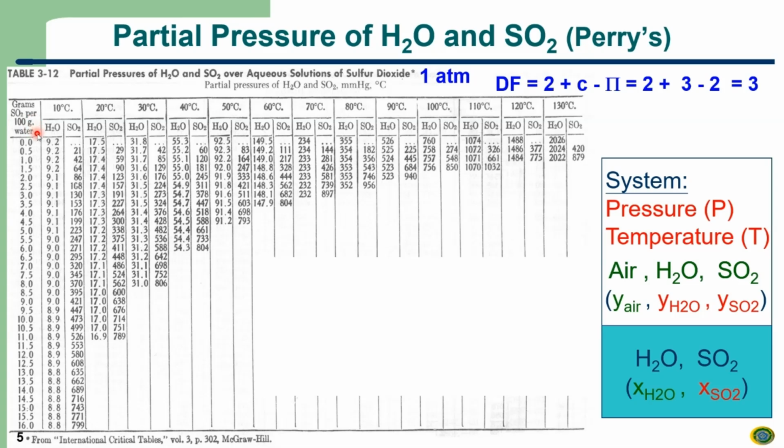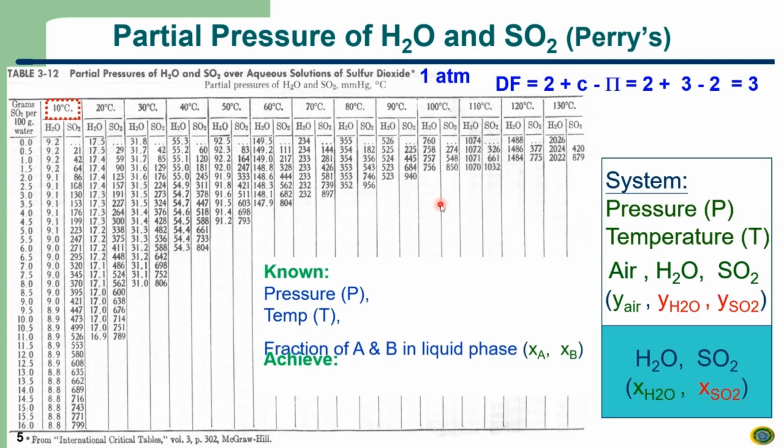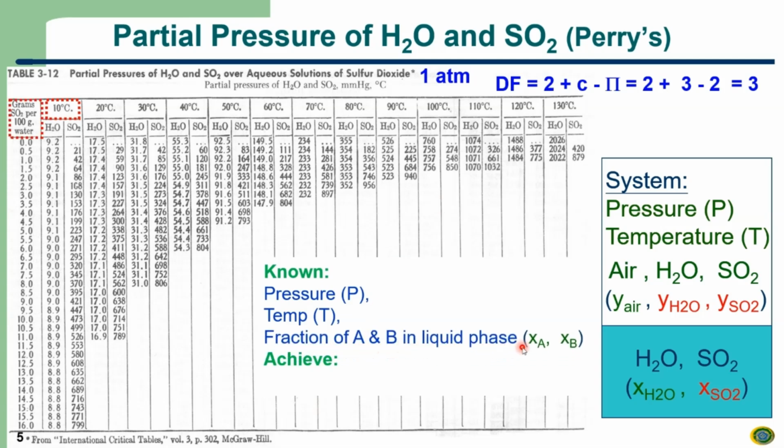So what does this mean? This means the molar fraction in water is fixed, right? So for example, if we know the pressure, this pressure 1 atm, and we know the temperature, we fix the temperature. And then this is fixed. So it's from unknown to known because I give you the pressure and temperature. And then the fraction of A and B in the liquid phase, XA and XB, which is here.